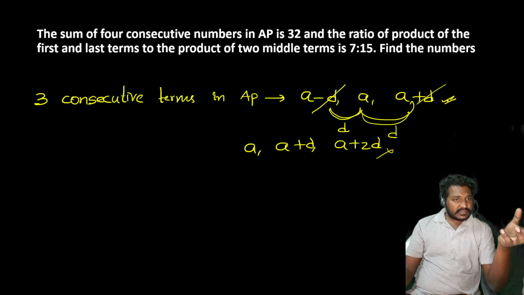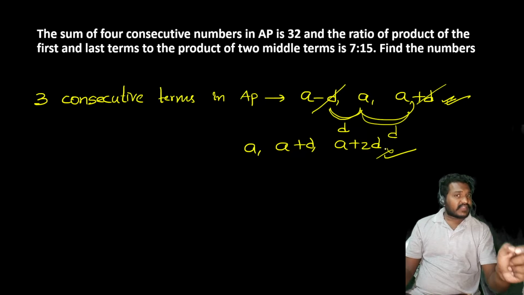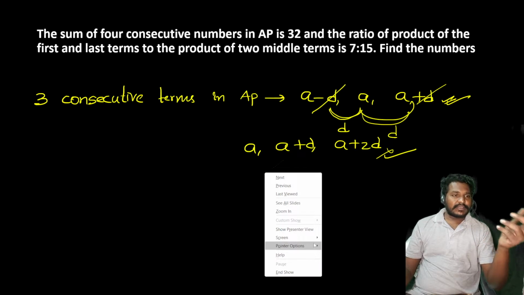So even this is consecutive terms in AP, and even this are also consecutive terms in AP, but we will assume in such a way that there should be only a single variable when we add. So when we are adding, all this d should be cancelled out. So that is the main agenda before us, so that will make the problem easier, right?